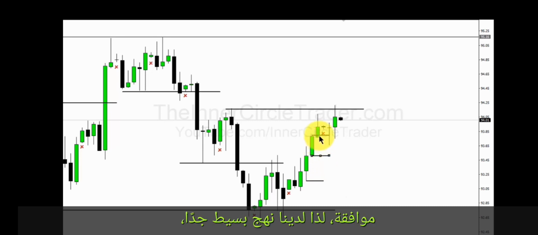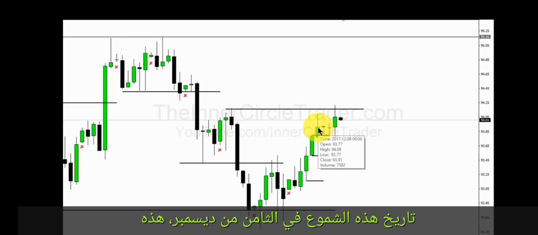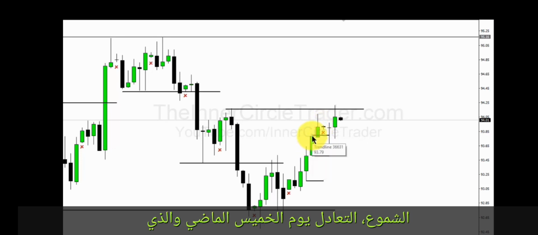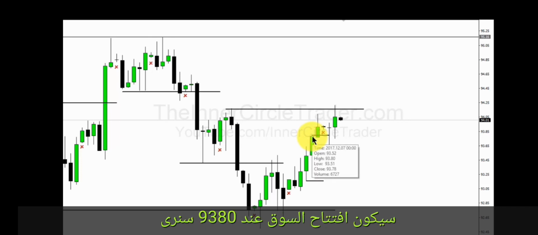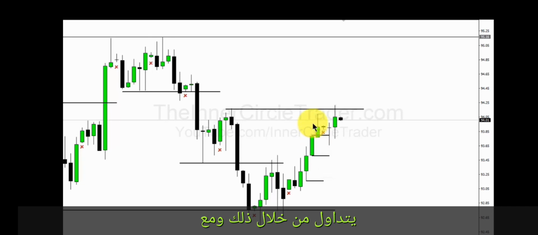Okay, so we have a very simple approach. Take this little box and move it up here. Now we have yesterday, this candle's date is December 8th. This candle is last Thursday's high, which would be 93.80. Market opens, and we're going to see it trade through that.